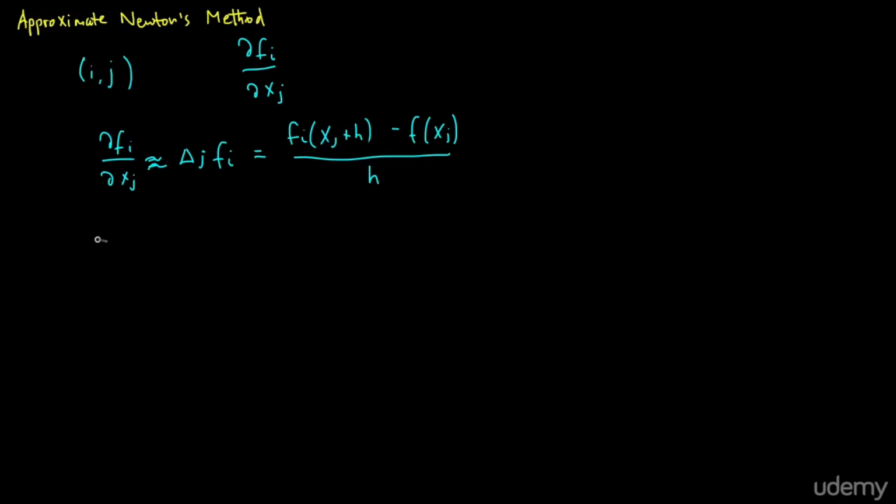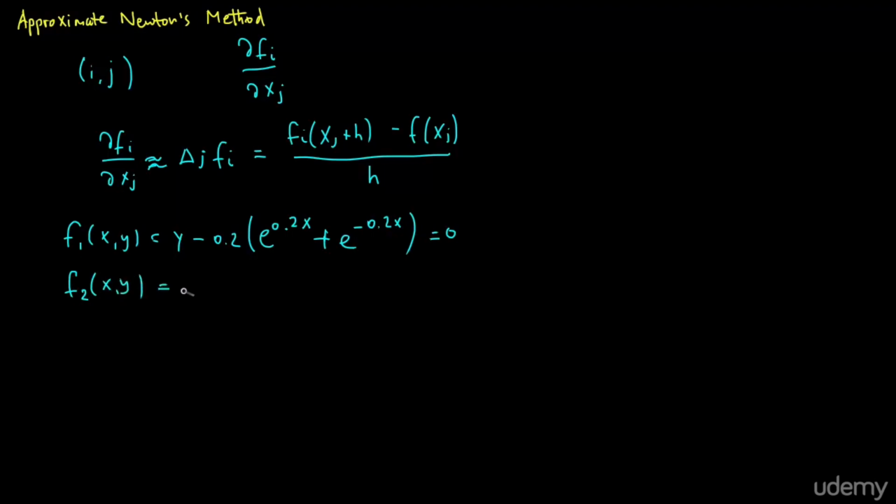Okay, so let's do the example that we had in the previous session, the example with the two functions, one of them being an ellipse. Let's do it once again. Just to remind you what we had: f1 of x and y was defined as y minus 0.2 times (e to the 0.2x plus e to the minus 0.2x), and that was equal to 0. And then the other function f2 of x and y was defined as x squared plus 4y squared minus 16, also equal to 0. So once again, we're looking for the intersection point, and we have some starting coordinates. Just like last time, the starting guess is that x0 is equal to 3 and y0 is equal to 0.5.